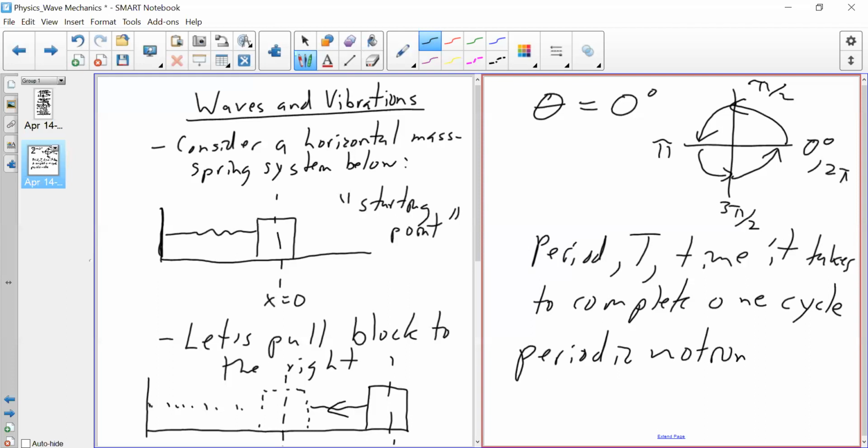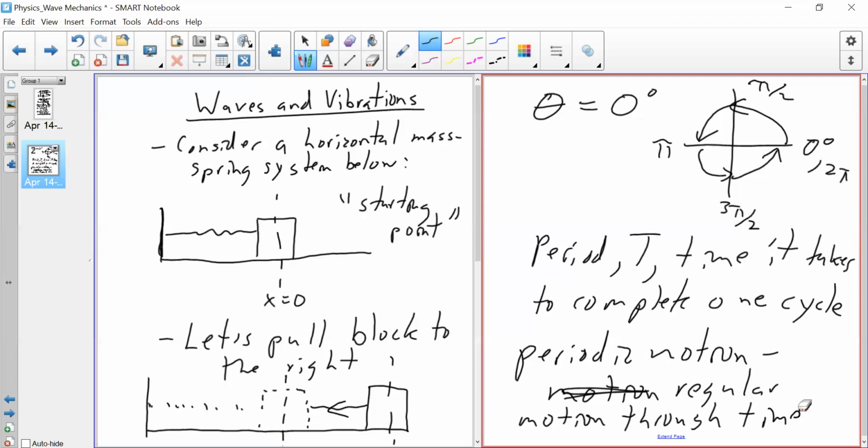Periodic motion. I would say it's regular motion, or regular motion through time, right? So it's just going back and forth through 0, and that is regular. Just trying to make this English: regular motion through time. But there's a particular type of periodic motion that is important to us physicists, and that's simple harmonic motion, the motion that involves a restoring force.